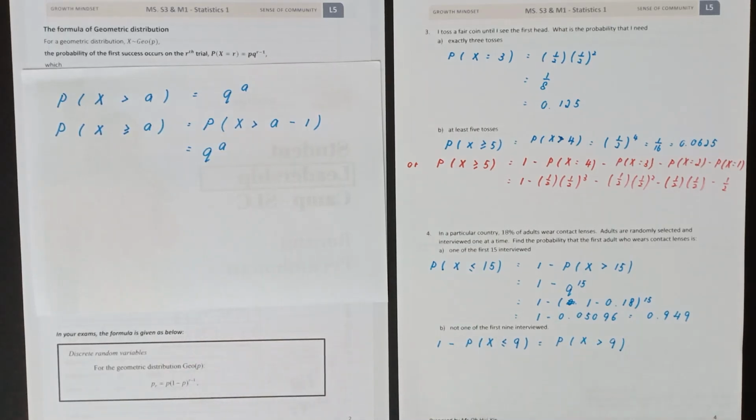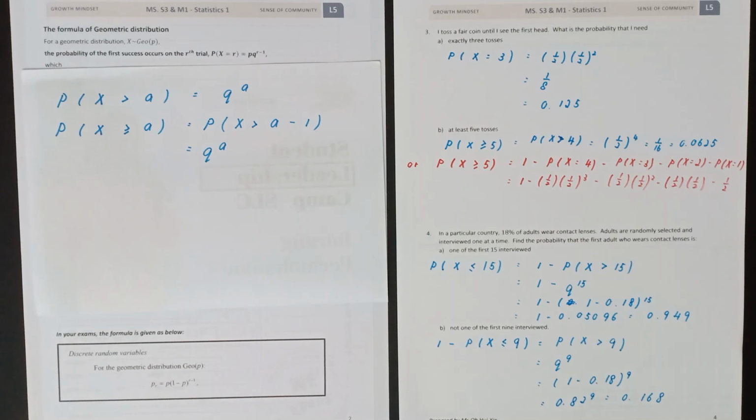So I want to find the probability that X is greater than 9. That will equal q to the power of 9. Not one of the first 9 means that I fail 9 times. Easy, okay? So it equals 0.82 to the power of 9, which gives me 0.168. Alright, so by using this, we can write another one again.